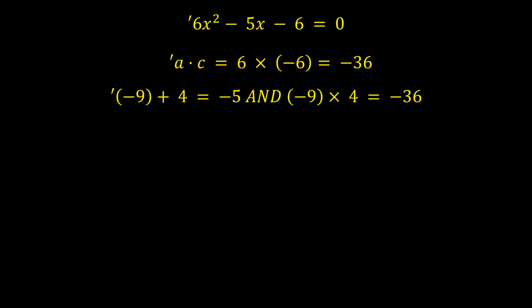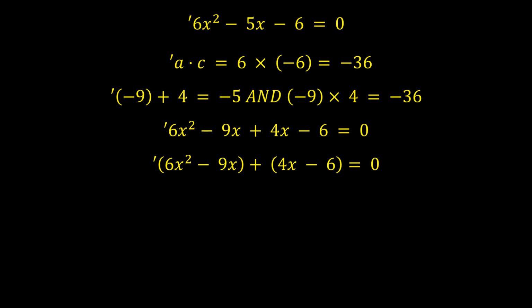We find the numbers -9 and +4. Their sum is -5 and their product is -36. Split the middle term -5x into -9x and +4x.